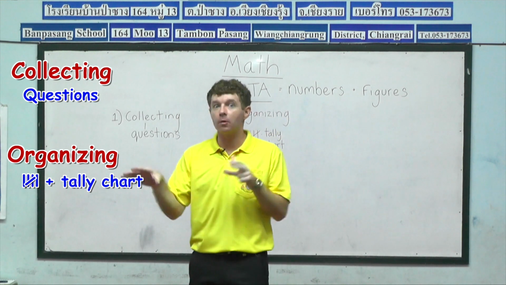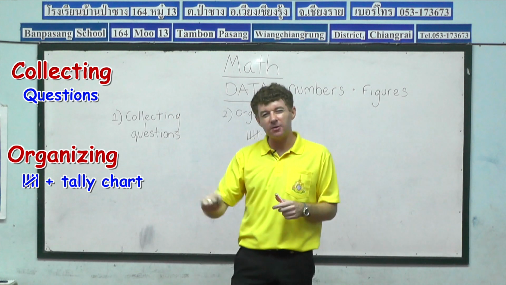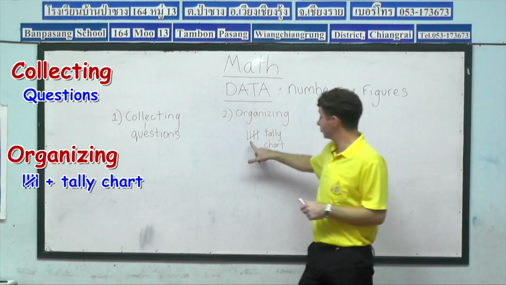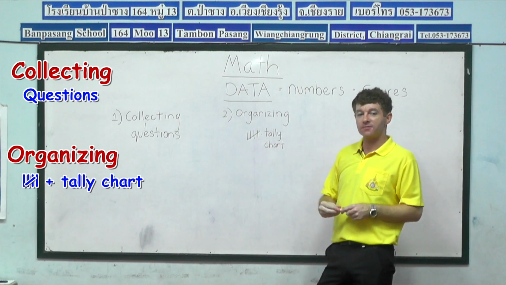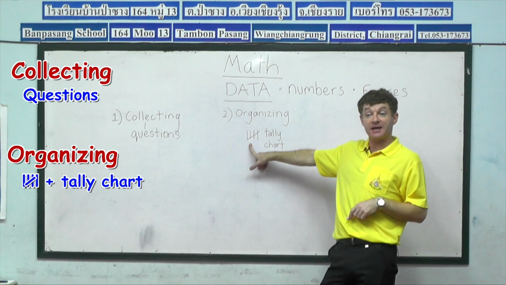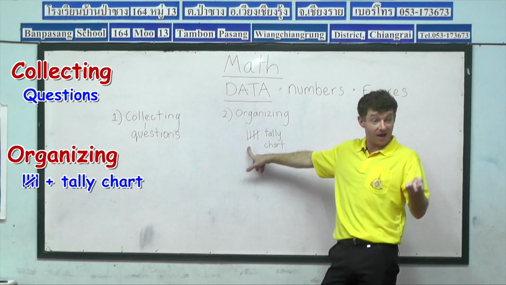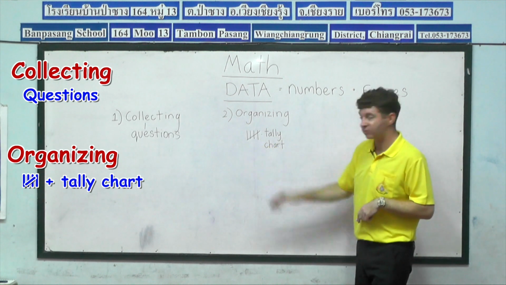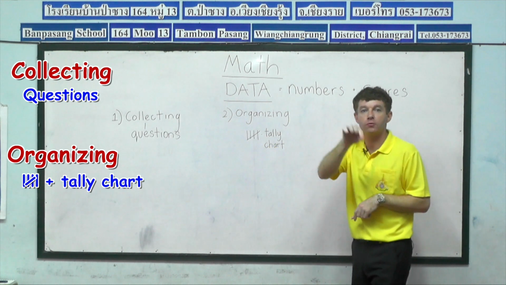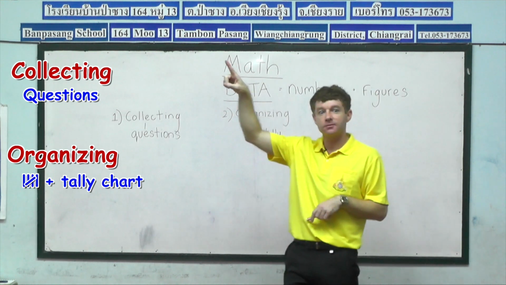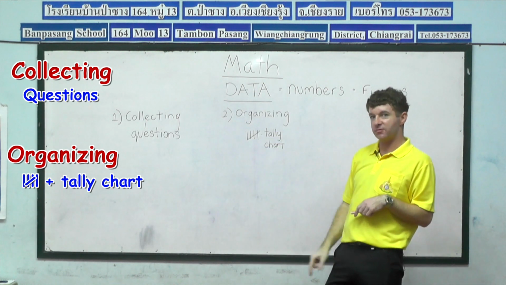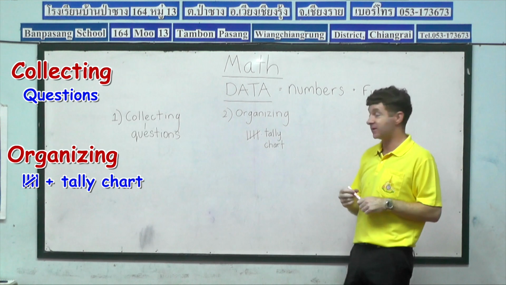One of the easiest ways to organize our data is by using a tally chart, because it involves lots of numbers. So instead of writing numbers all the time, we can just quickly use a tally chart. How many numbers does this tally chart represent, guys? 5. You see, we know straight away. 1, 2, 3, 4, 5. So we can just count in groups of 5. It saves a lot of time.